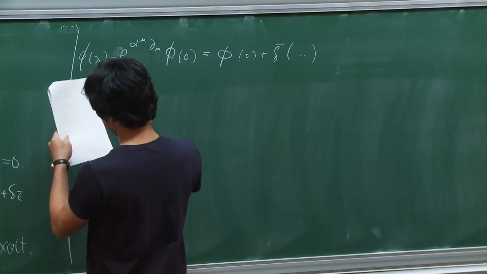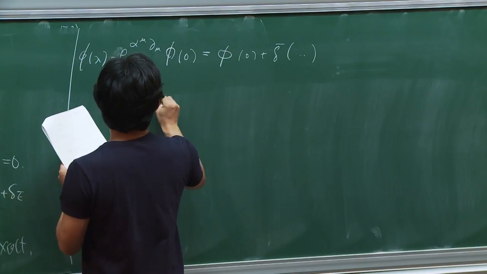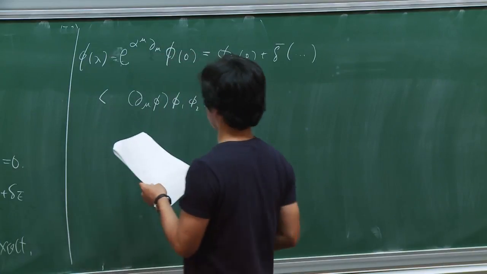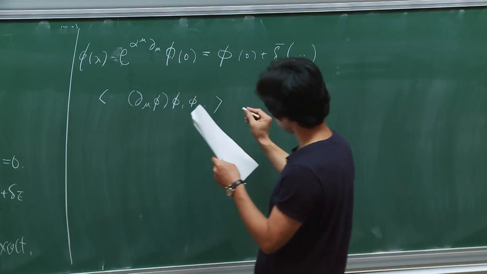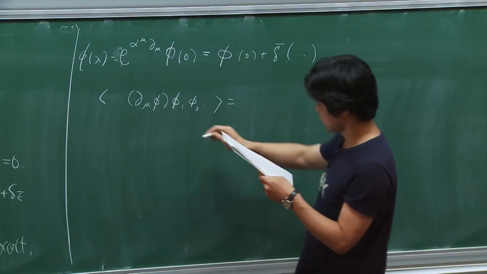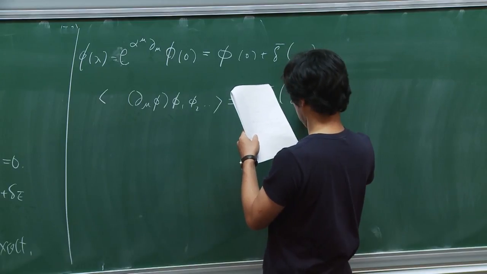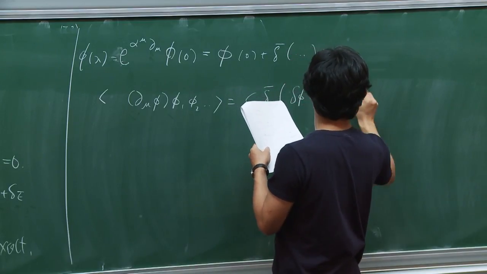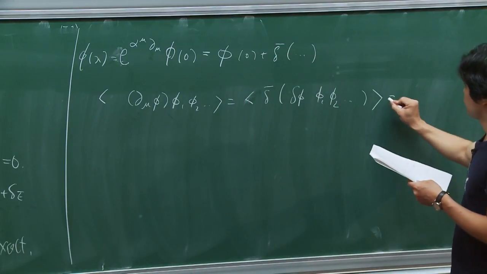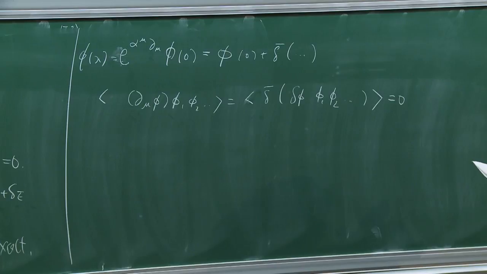And then we consider the insertion of this, ∂_μ phi. This is position independent, because actually this can be done. And of course, this correlator in the vacuum is invariant under the supersymmetric transformation, so this vanishes.